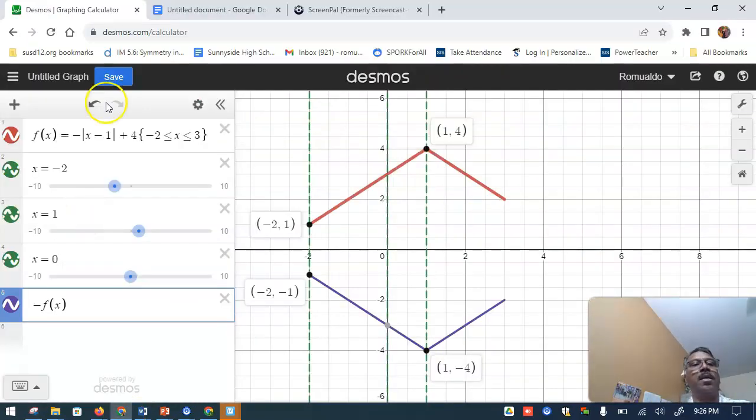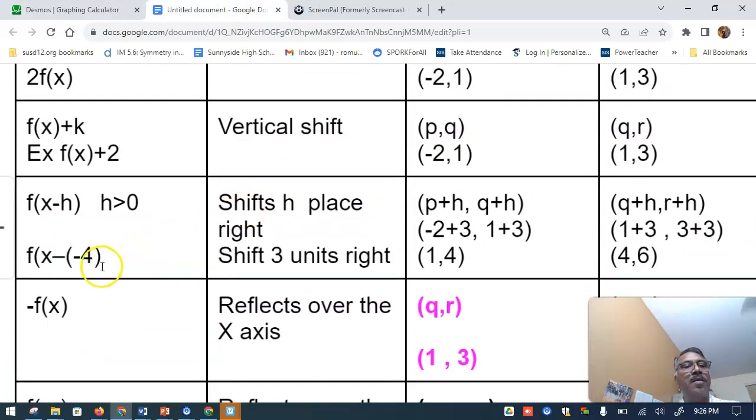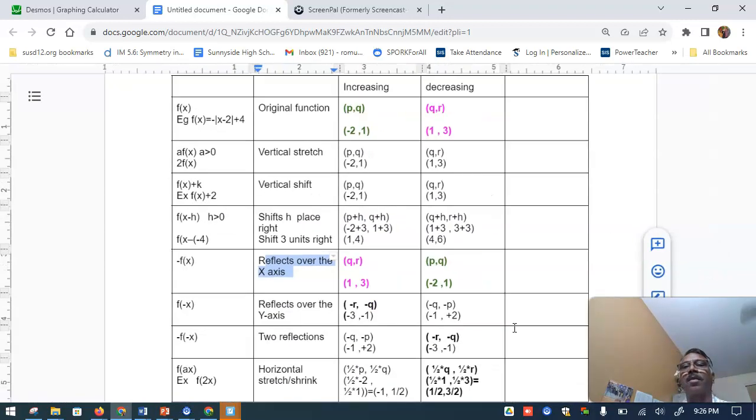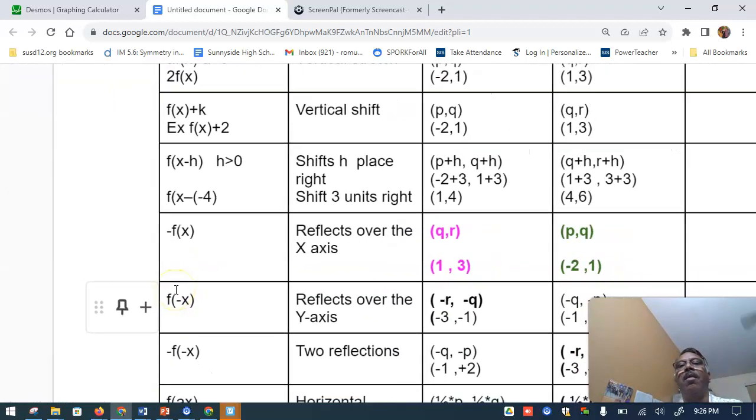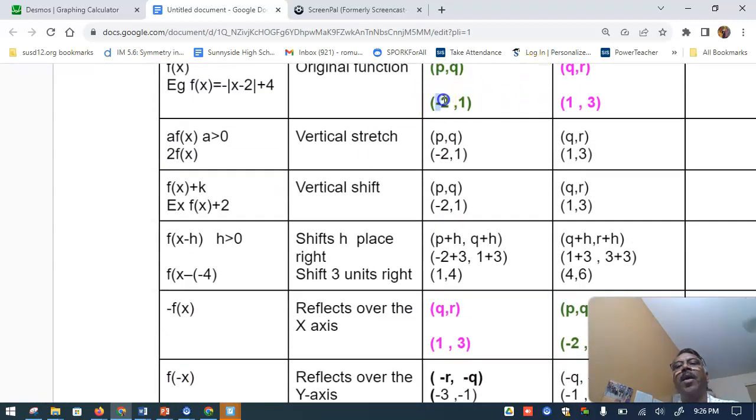So let's go directly to here. That means minus of f of x reflects over the x-axis. And you can see the color that I use. The green one was here, this interval, where it was originally increasing, and this was originally decreasing. Now this pink color is right here. That's increasing now, and the one that was increasing originally becomes decreasing right here.